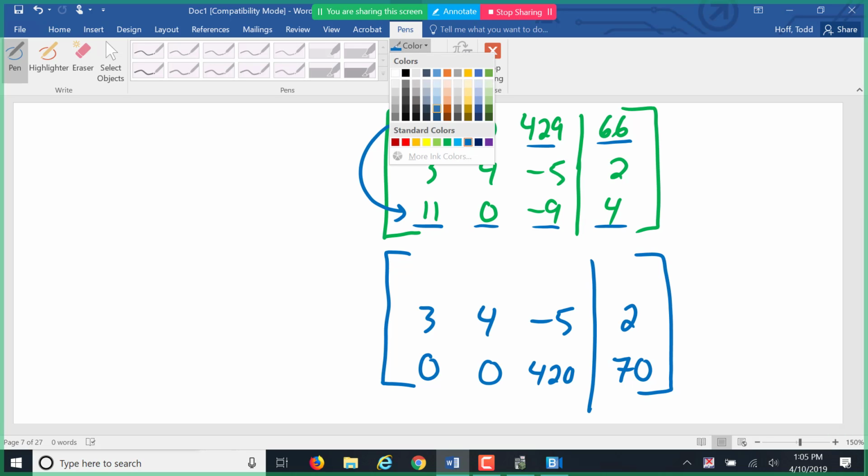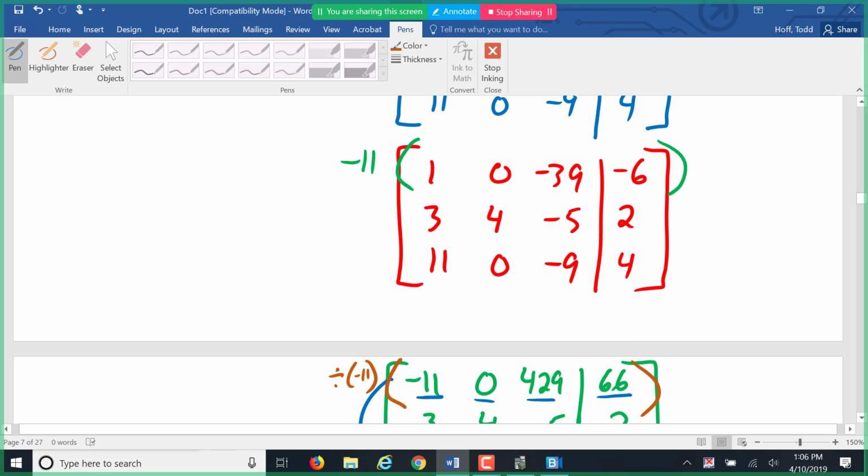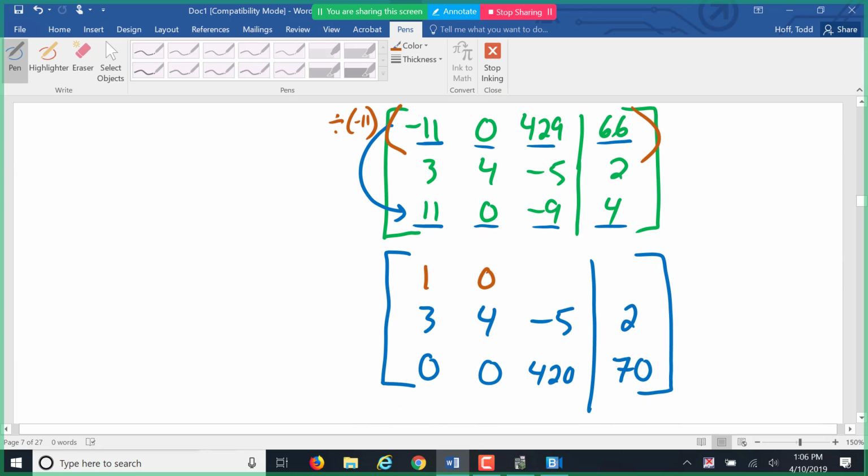Before I rewrite that top row, I'm going to undo what I just did to it. I just multiplied by negative 11. I'm going to divide that negative 11 back out. So that's going to be 1, 0, negative 39 and negative 6. So I did 2 steps all at once there just to save myself a little space.